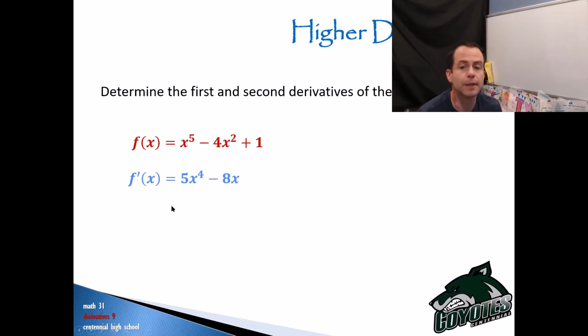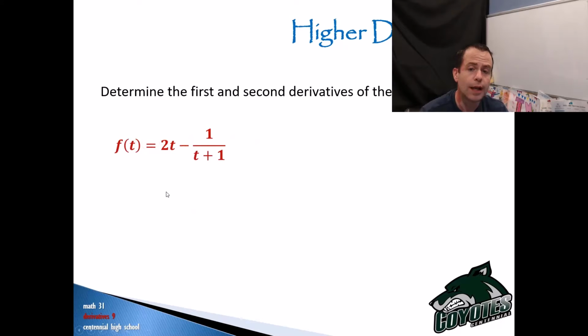Second derivative will be the derivative of this. So now the 4 is going to come to the front, so that'll be 20x cubed minus 8. Done. First derivative, second derivative, that question's done. Obviously, it's going to get slightly more complicated, but that's all we're really doing. So this is really just a review of practicing derivatives.